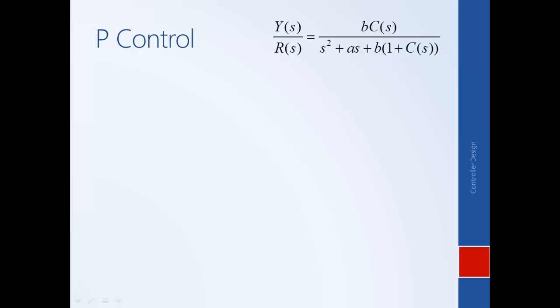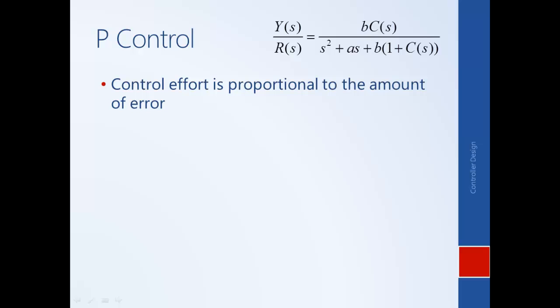The first type of controller we'll look at is simply P control. So of the three terms, it only has the P term. In a P controller, the control effort is proportional to the amount of error. So that's where the name comes from. Basically, the output of the controller is just some constant multiplied by the error. And so the bigger the error, the bigger the application of control. The smaller the error, the smaller the application of control.